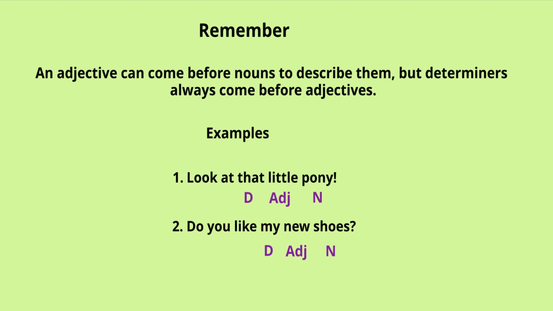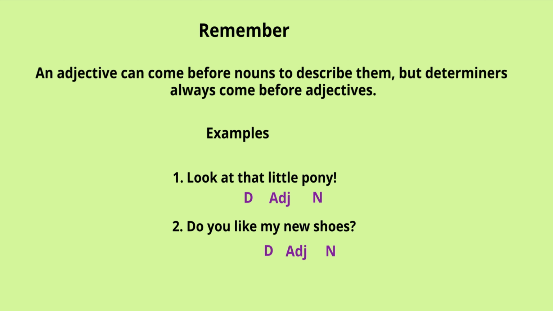Remember, an adjective can come before nouns to describe them, but determiners always come before adjectives. If there is no adjective, you can add a determiner before a noun. But when you have an adjective that is describing the noun, determiners always come before the adjective. Let's look at an example. Look at that little pony. Do you say "look at little that pony"? No, right? So that is what we are talking about. We are saying that a determiner should always come before an adjective.